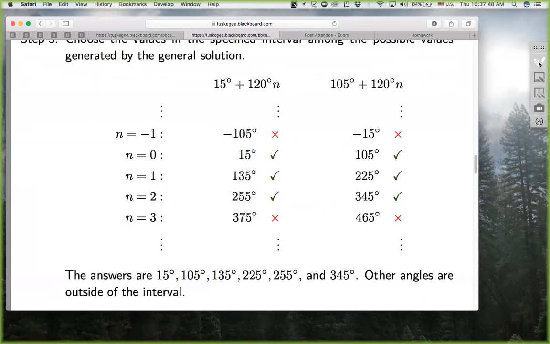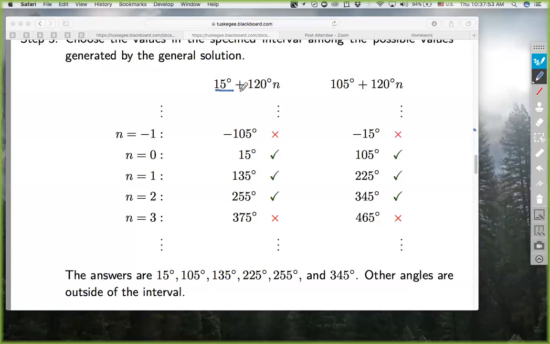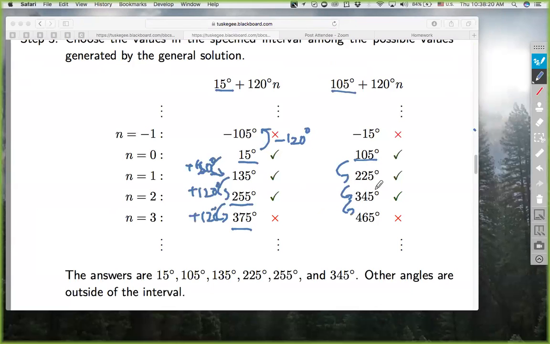You can think about it this way. Begin with 15 right here. To generate more angles, you just add 120, plus 120. 15 plus 120 gives you the next angle. You keep adding, so you generate more and more solutions. If you want to go back, you subtract 120, which gives you negative 105. Do the same thing for the second expression, adding 120 and subtracting 120, to generate a few angles.